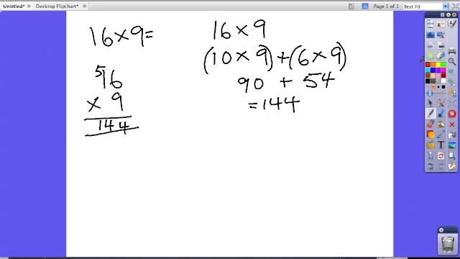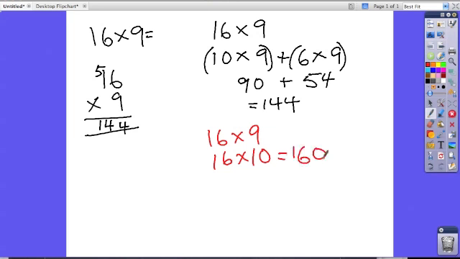The other way that you could look at doing a problem like this is you could go 16 times 9 is similar to 16 times 10. Now 16 times 9 is like saying 9 lots of 16. Now we can say 10 lots of 16, which is quite easy to solve, which is 160.